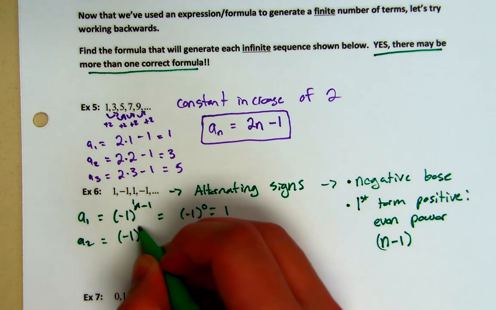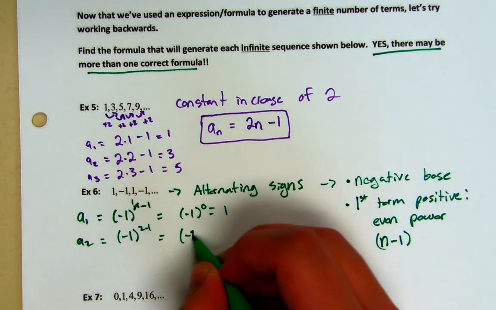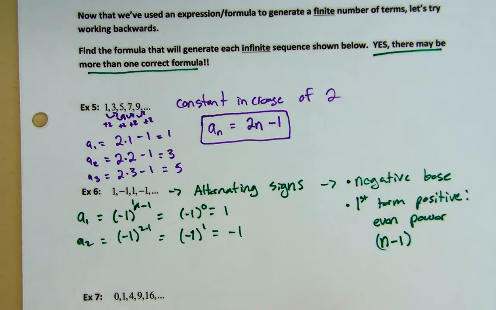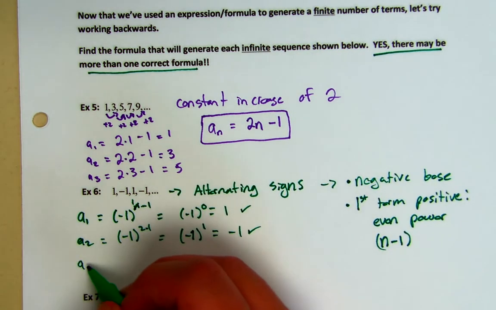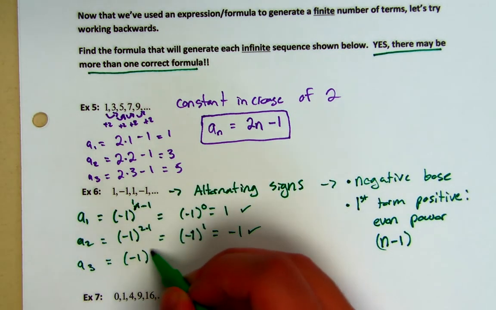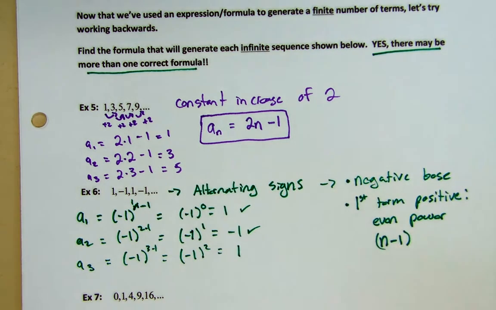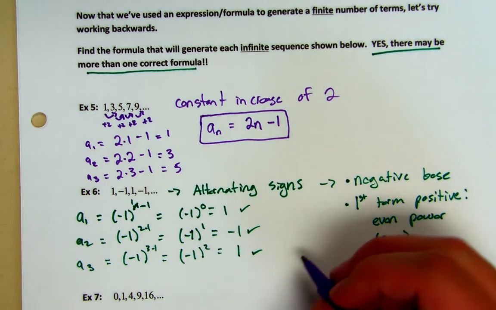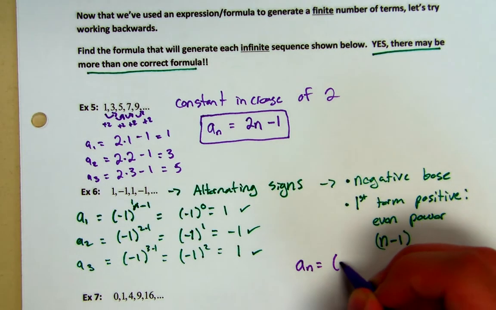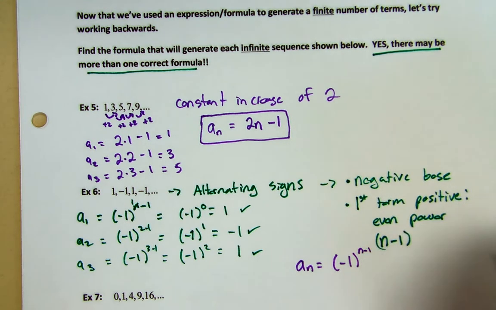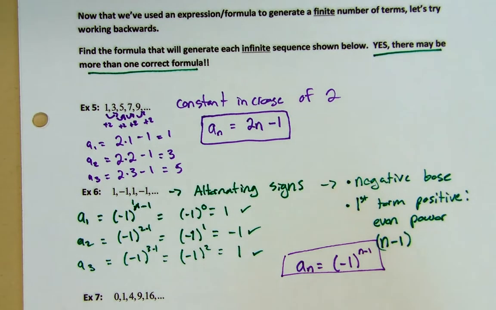Now let's try a_2. So -1 to the 2 minus 1. It's -1 to the first power, -1. Well, that checks out too. Let's try another one. -1 to the 3 minus 1, which is -1 to the second power, which is going to be +1. Alright, looks like we're alternating here, so then all we need to do is just write the formula down. So a_n equals -1 to the n minus 1 power. So if it started with a negative, we could have just used n. But since it didn't, we had to kind of think about that.